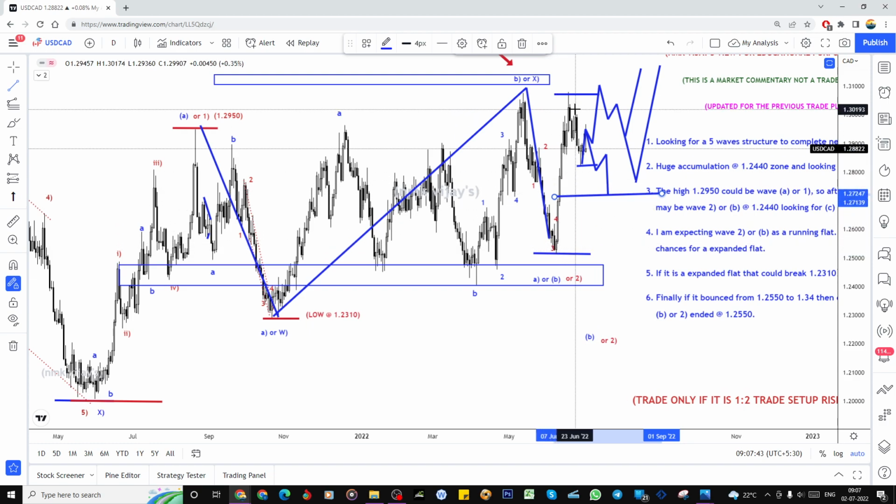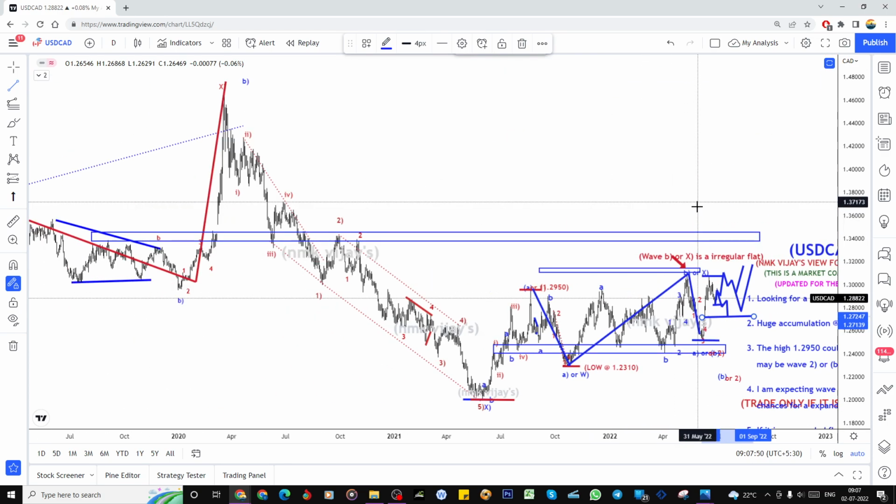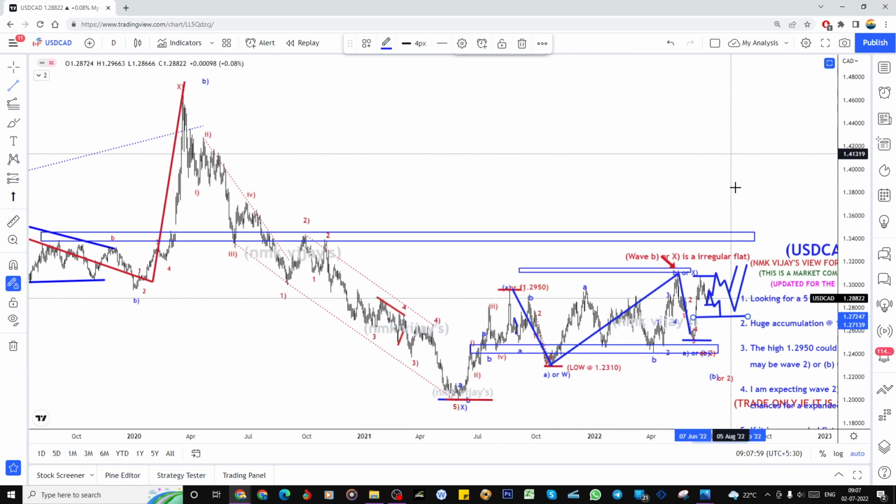And this is a beautiful 5-wave structure here. So looking for the correction to complete, and again be on the buy side. The target of 1.34 is my first target, the second target will be 1.37, and the next target is 1.42. So the 5-wave structure has to complete here.